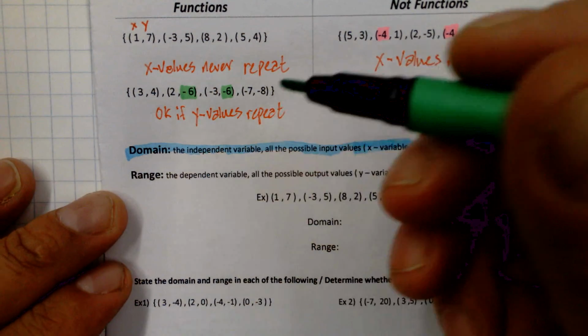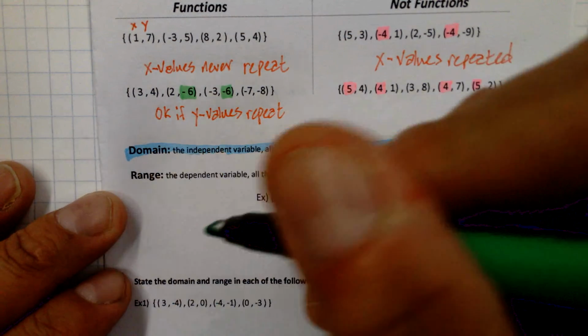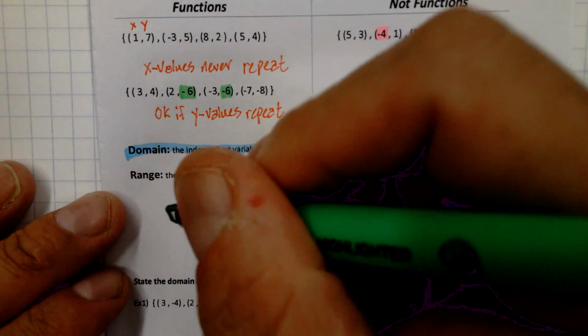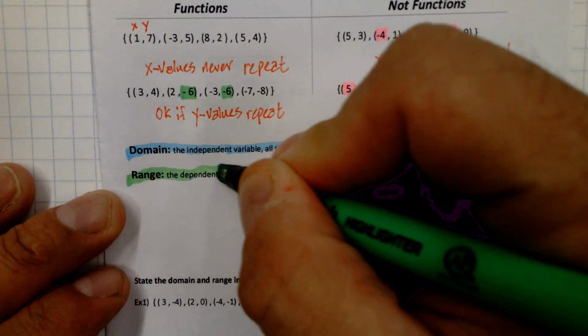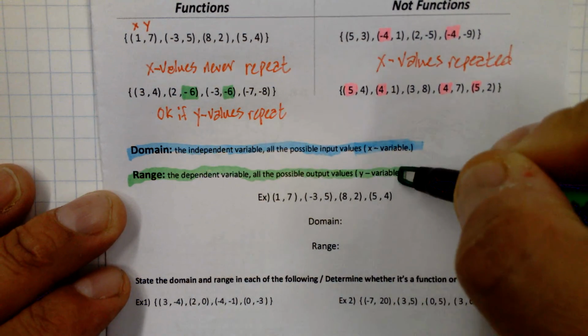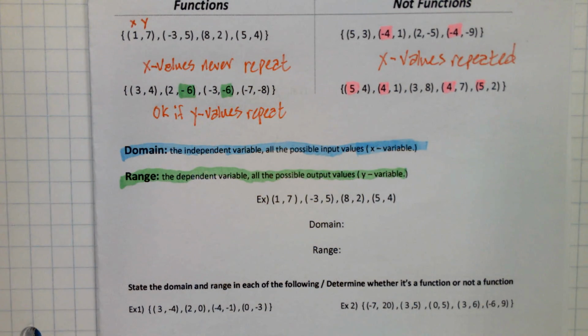So let's look at the range. The range, we call it the dependent variable. And we'll get into those details more later on in this unit. But it's all the possible outputs. So that's the y variable. Okay? So the domain, x variable, range, y variable. Any questions on that?